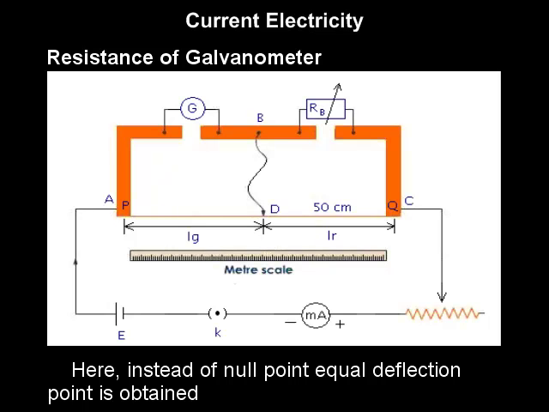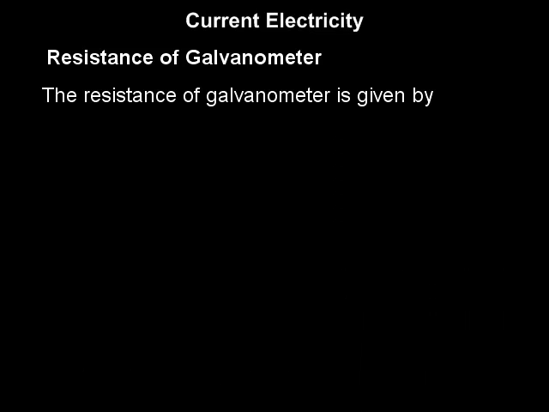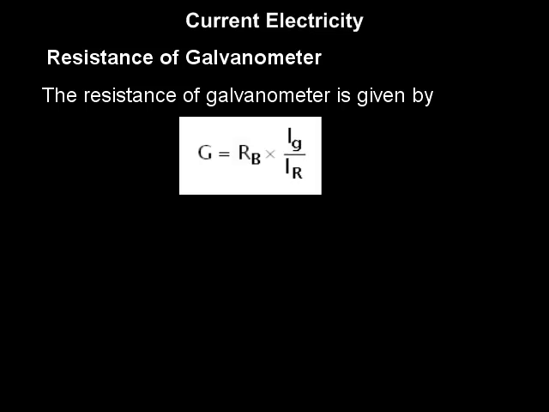Resistance in the resistance box is measured as Rb, and then the galvanometer resistance is calculated with the formula G is equal to Rb into Lg upon Lr. Same kind of errors are there in this experiment also, which are minimized by the same method.